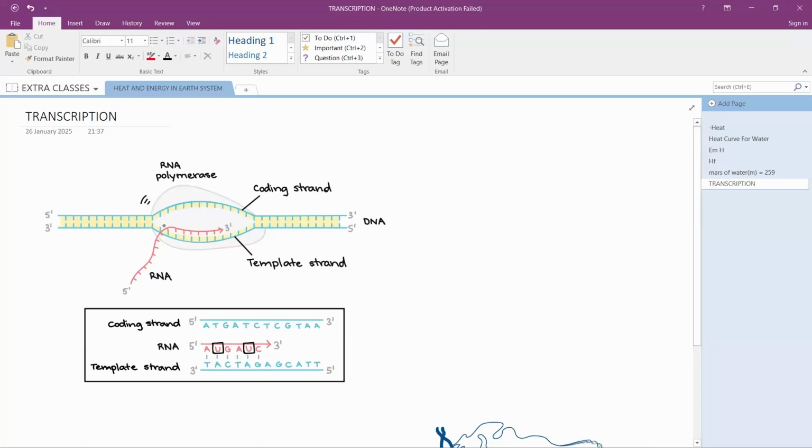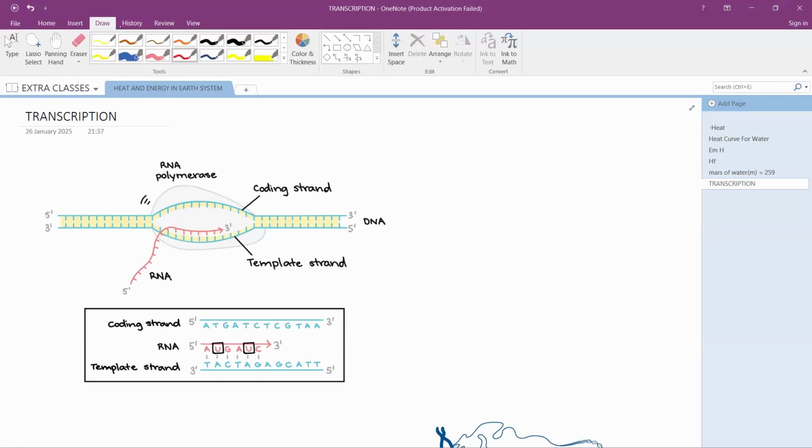And there are various steps in transcription. First of all, you have to understand: can you tell me what is coding strand? The strand that codes for the DNA. And what is template strand? The one that the RNA copies from.